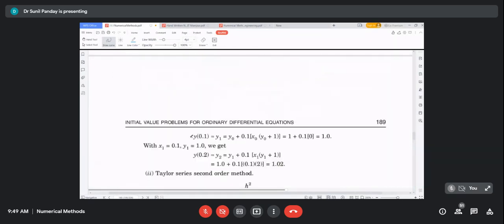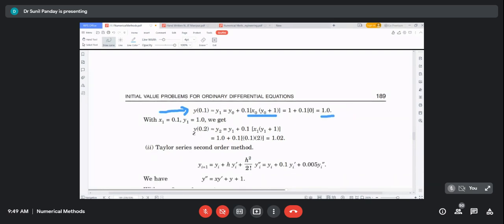So the value of y at 0.1 is y naught plus 0.1 times x naught plus y naught plus 1. As x naught is 0 and y naught is 1, this is y of 0.1. Then I calculate y at 0.2, that is y2, which is y1 plus 0.1 times x1 plus y1 plus 1. x1 is 0 plus 0.1, because 0.1 is h, and y1 we have obtained from here. So y2 by using our Euler's formula is 1.22.